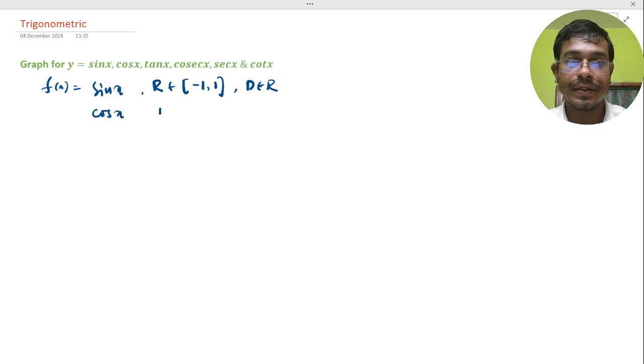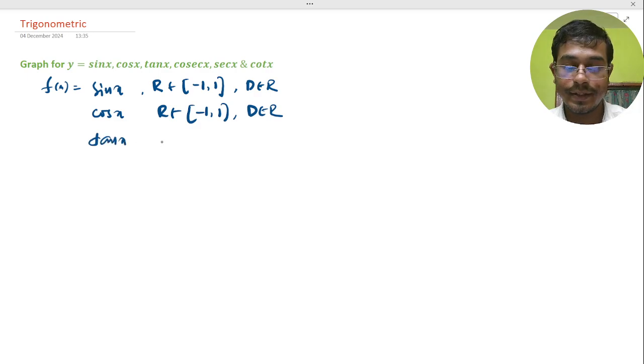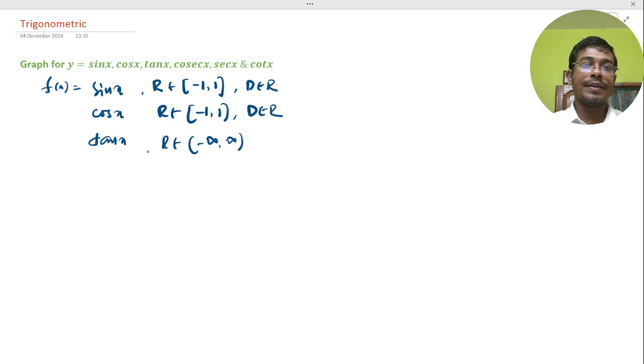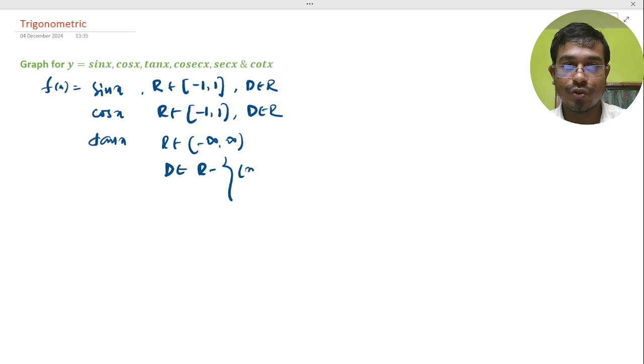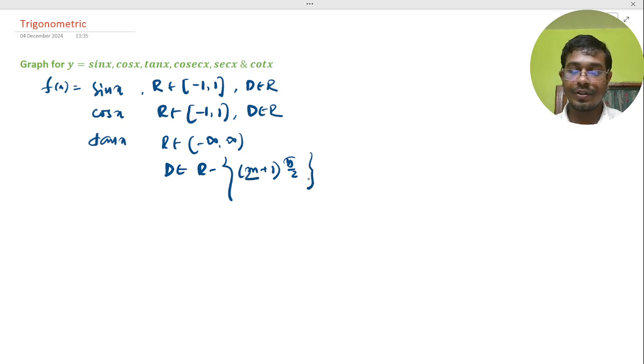For cos x, the range belongs to -1 to 1 and the domain is R. For tan x, the range belongs to -infinity to infinity. Basically, range means the value of tan x is defined within -infinity and infinity, and the domain is R minus (2n plus 1), an odd multiple of pi by 2. This is the domain of tan x.